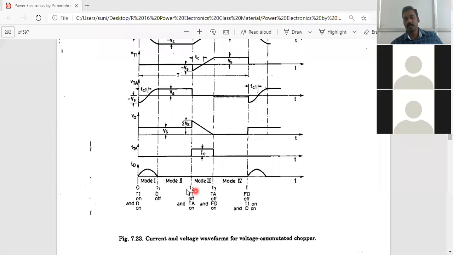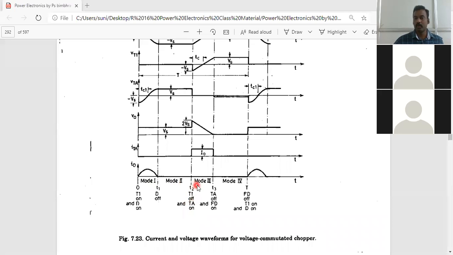So what will happen in mode 1? In mode 1, T1 is going to be turned on. And in mode 2, what will happen? The diode is going to be in the off state, and T1 is going to be in the off state. In mode 3, the auxiliary device is going to be turned on. So from mode 3 starts, T1 is turned off as the auxiliary device is turned on.